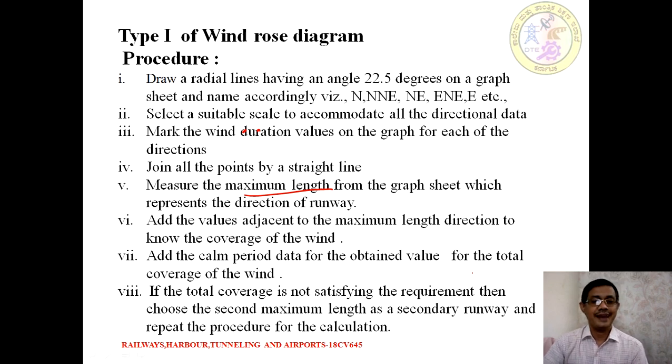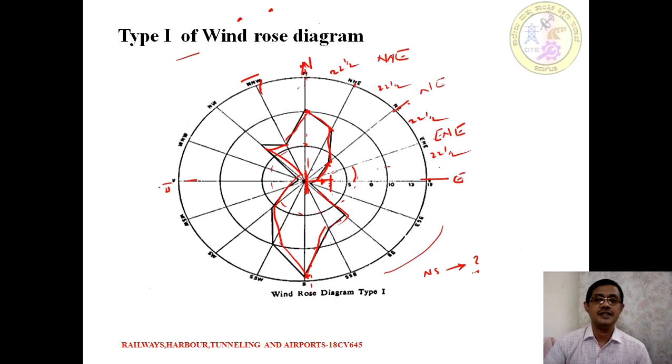After that, add all the adjacent values to the maximum length direction to know the coverage of the wind. Say for example if north to south is the maximum, the adjacent sectors of the line are north northwest and north northeast on the north direction. Similarly, south southwest and south southeast components are going to be added, because as we know the runway is the center line.